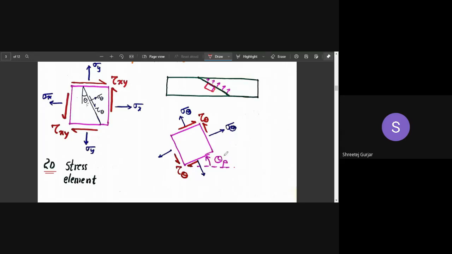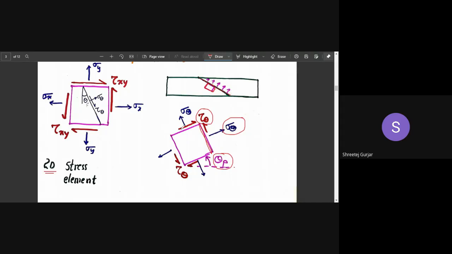We can rotate at theta p. We can rotate our element and align it as per our requirements, and find out the normal stresses and the shear stresses acting on that particular plane. Suppose we want to find the stresses on this plane. The normal stress is sigma theta and the shear stress is tau theta, at this particular angle.